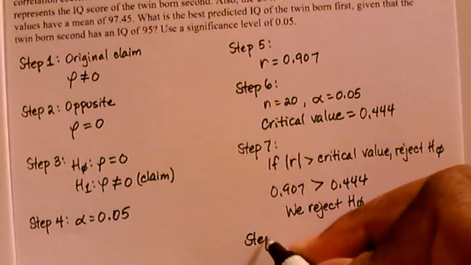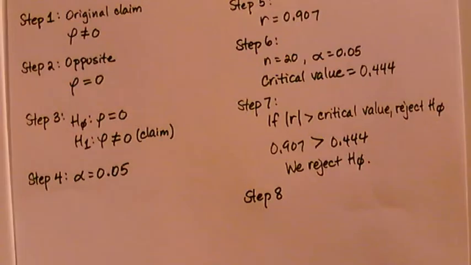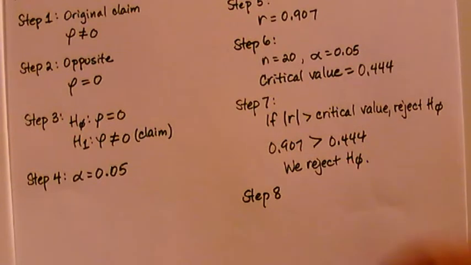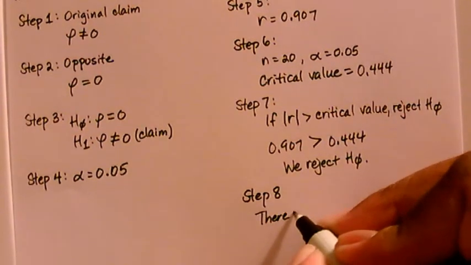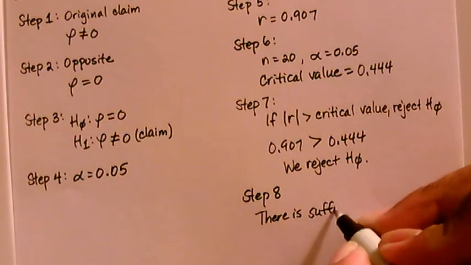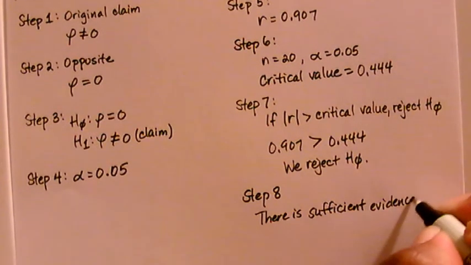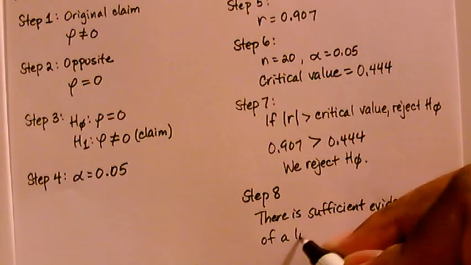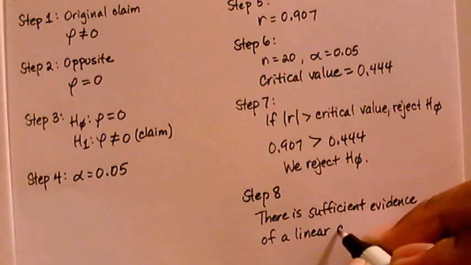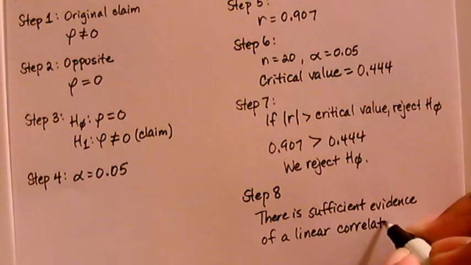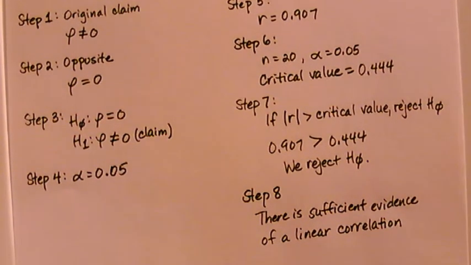Okay. And then step number 8 is writing our conclusion. Here we just have to write a general conclusion that there is sufficient evidence of a linear correlation. And you can take it a little further, saying that there's sufficient evidence to conclude that there is a linear correlation between the IQ scores of twins.